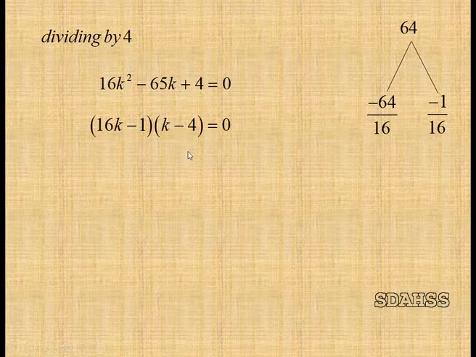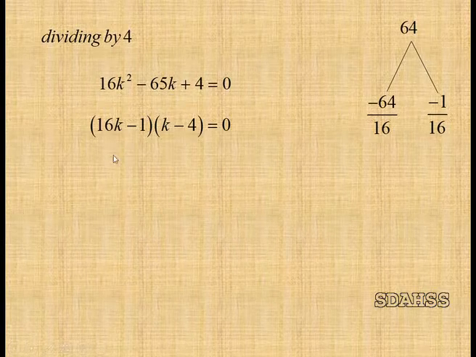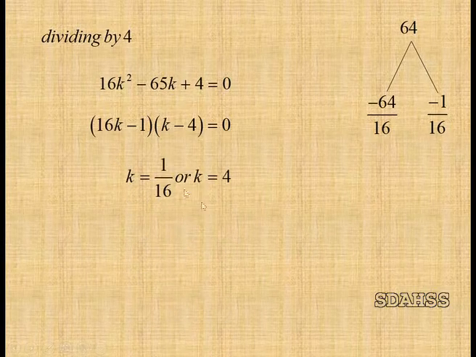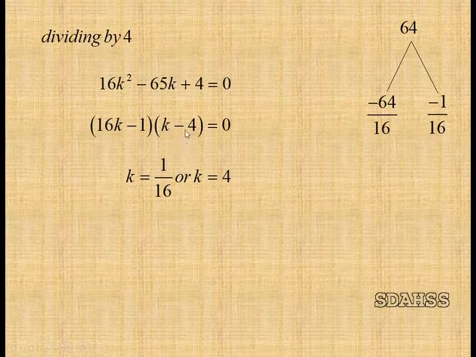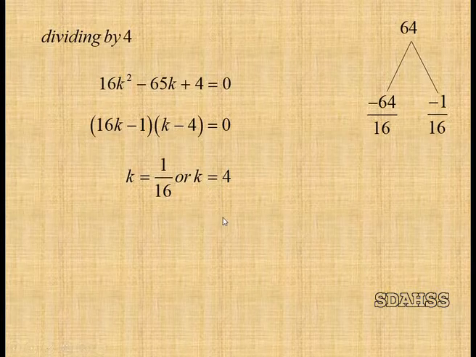So the first factor equals 0 or the second factor equals 0. First factor equal to 0 means 16k − 1 = 0, so k = 1/16. Or the second factor equal to 0 means k − 4 = 0, so k = 4.